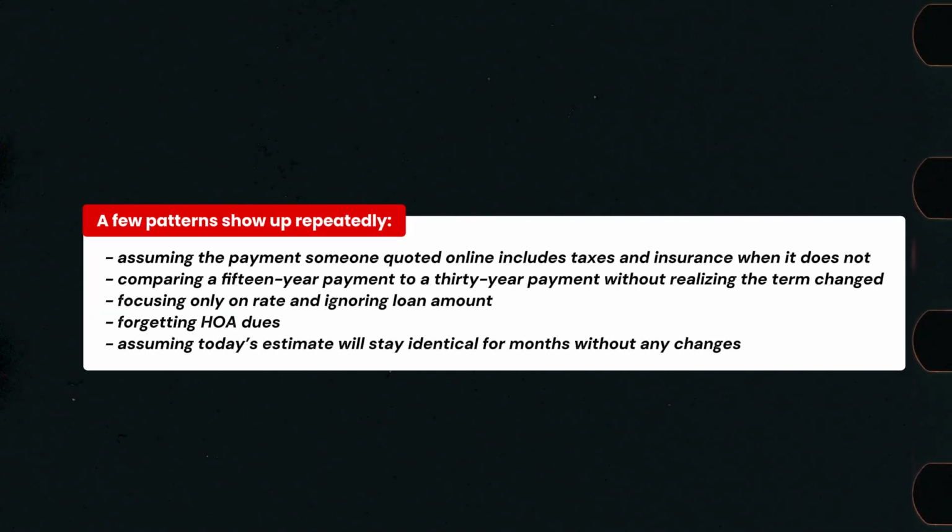A few patterns show up repeatedly. Assuming the payment someone quoted online includes taxes and insurance when it does not, comparing a 15-year payment to a 30-year payment without realizing the term change, focusing only on rate and ignoring the loan amount, forgetting HOA dues, or assuming today's estimate will stay identical for a month without any changes. None of those are mistakes, they're just gaps in information. So the fix is to slow down and ask what inputs were used.